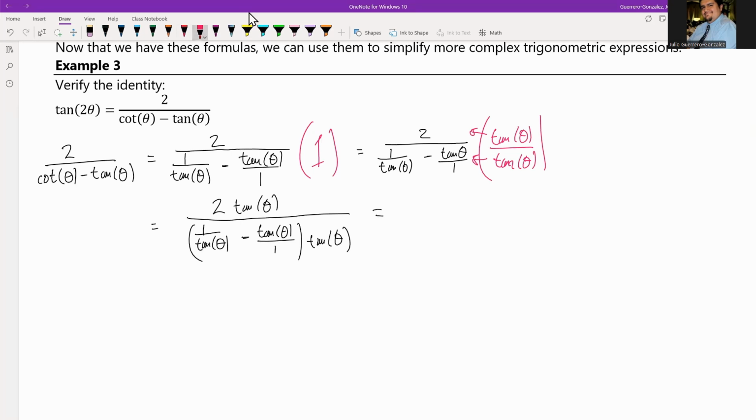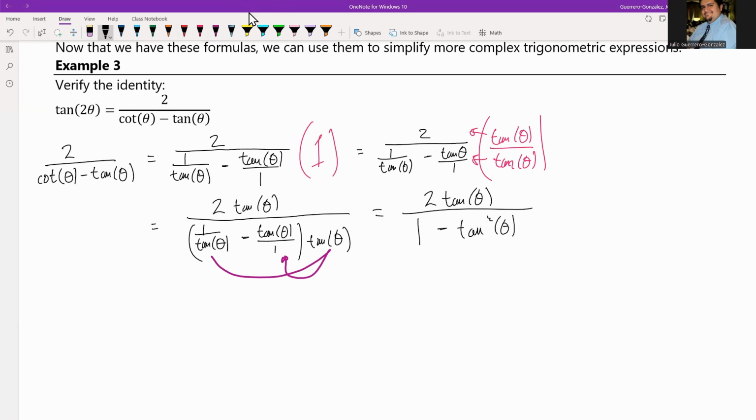Now I'm going to do some distribution. Let me actually do it in the purple. I'm going to do this times this, and then this times this. Got it? Okay. 1 over tangent times tangent. Hopefully you guys see that's just 1, right? So let me write the top really quick. That's going to be 1. And then this right here, if you do tangent theta times tangent theta, that should be tangent squared. 1 minus tangent squared of theta.